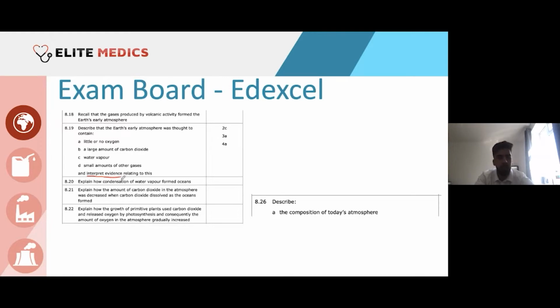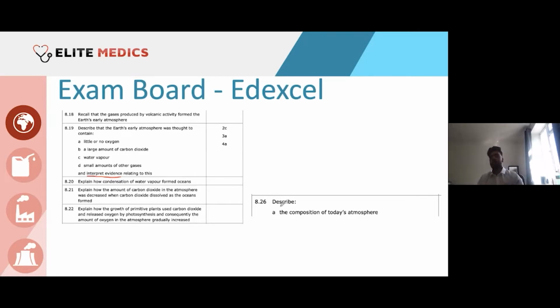You want to explain the condensation of water vapor forming oceans, how carbon dioxide levels decreased, and the growth of primitive plants, primitive meaning the first plants that colonized the earth, how they used carbon dioxide and released oxygen by photosynthesis. Okay. And note, we want to be able to describe the composition of today's atmosphere.